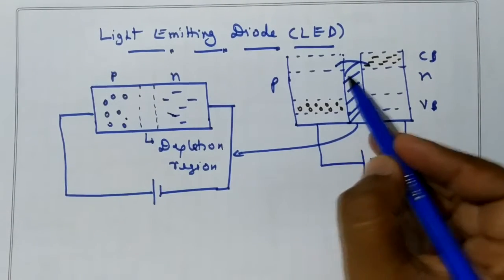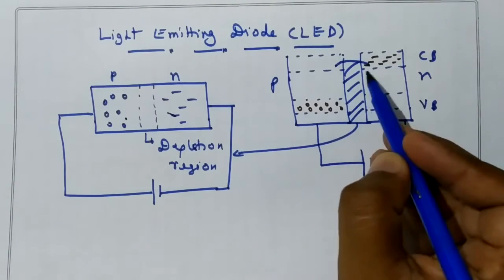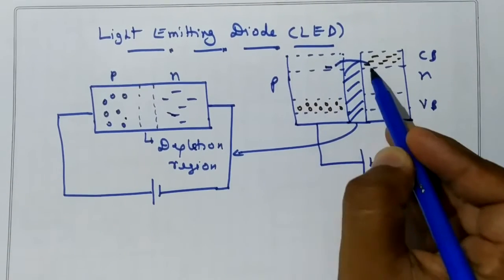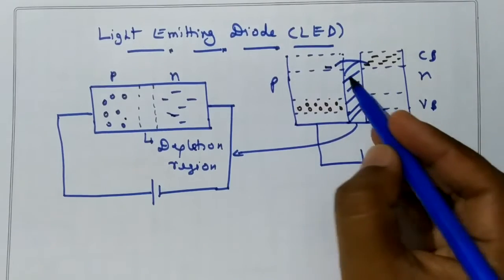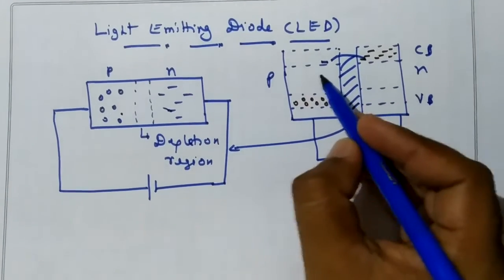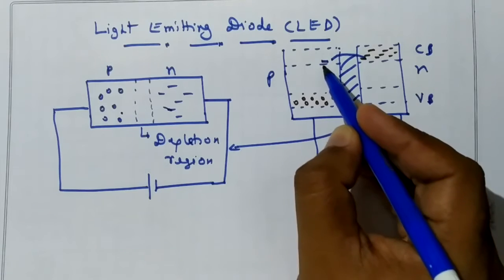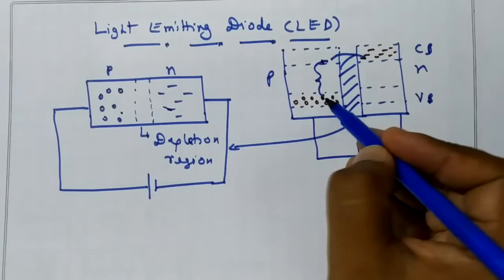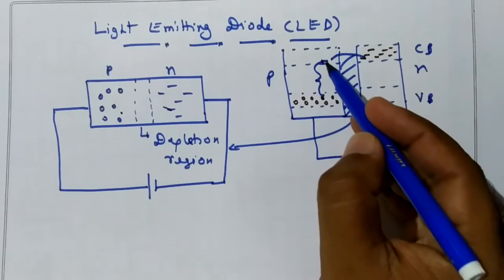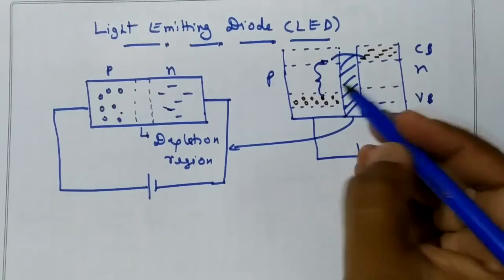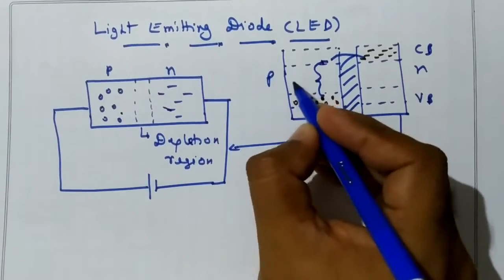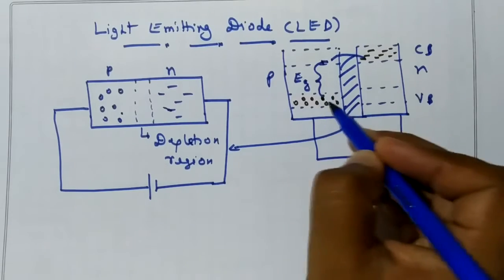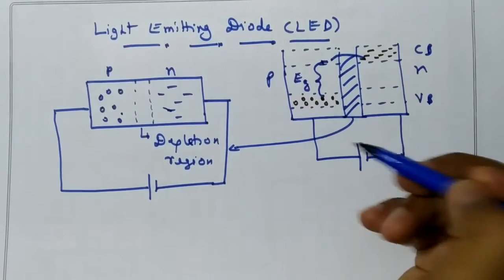Now in the P side, these electrons are here. Let me take one electron. This electron has come here, and it cannot stay there for a long time, and it has to recombine with a hole in the valence band. Now when it recombines with this hole, it has to lose this much energy. What is this much energy? This is nothing but the forbidden energy gap. Depending on the forbidden energy gap, that much amount of energy will be released.